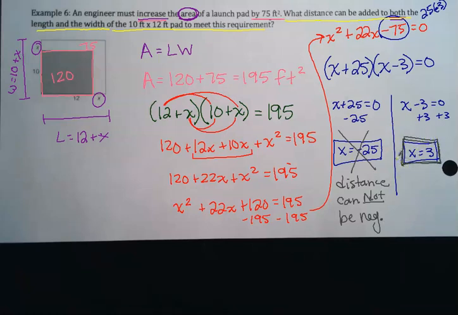We can add 3 feet to both the length and the width of this launch pad, and we would gain 75 square feet of area. Okay, so it should end up being a 13 by 15 foot launch pad. Okay, awesome stuff right there.